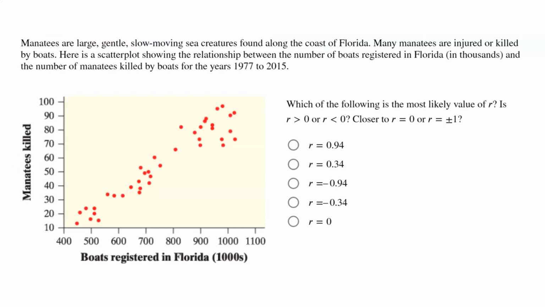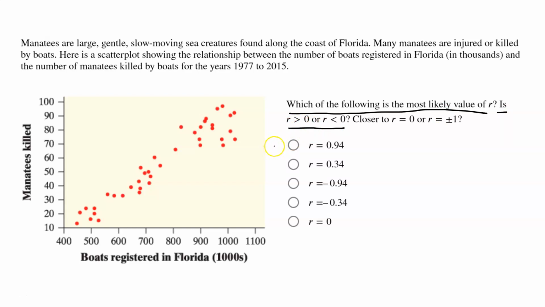Let's look at an example now. Manatees are large, gentle, slow-moving sea creatures found along the coast of Florida. Many manatees are injured or killed by boats. Here is a scatter plot showing the relationship between the number of boats registered in Florida in thousands and the number of manatees killed by boats for the years 1977 to 2015. So let's ask ourselves some questions here. Which of the following is the most likely value of R? Before you answer that, you need to consider some other questions. Is R greater than 0 or less than 0?